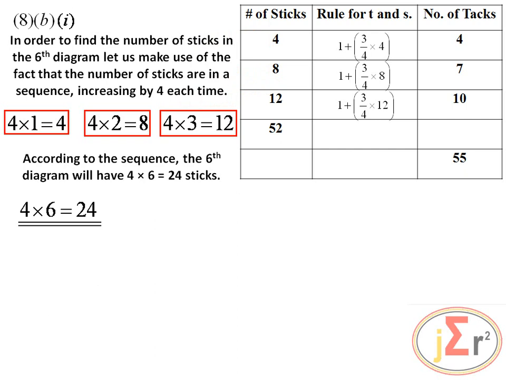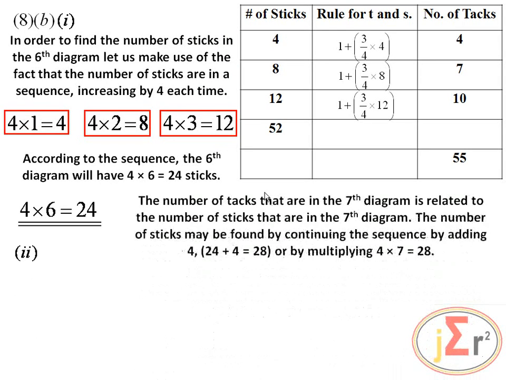And we have another bit of information that is not directly inside of this table, but of course is related to the information that we have there. We are required to determine the number of tacks that are in the seventh diagram. The number of tacks in the seventh diagram is related to the number of sticks in the seventh diagram. If we can tell the number of sticks in the seventh diagram, we can determine the number of tacks in the seventh diagram. The number of sticks may be found, so we need to determine the number of tacks.